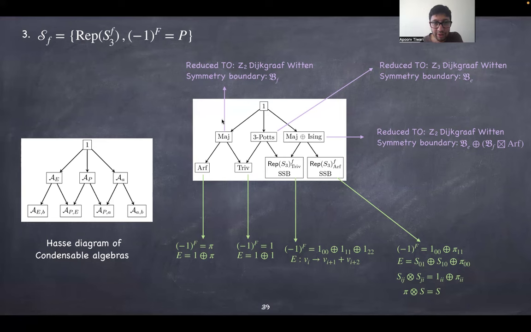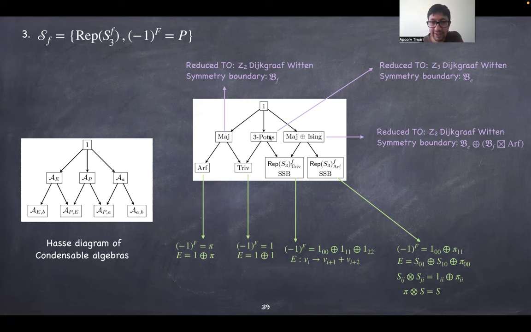Let's look at the first one, which corresponds to this AE algebra. This implements an interface to toric code, or Z2 Dirac-Witten, with a symmetry boundary being fermionic. And here, this is the R phase, so the fermion parity is implemented by the pi line, while the E symmetry is implemented by 1 plus pi. The other deformation of this phase just is to the trivial phase, where both (-1)^F and E are implemented by the identity lines.